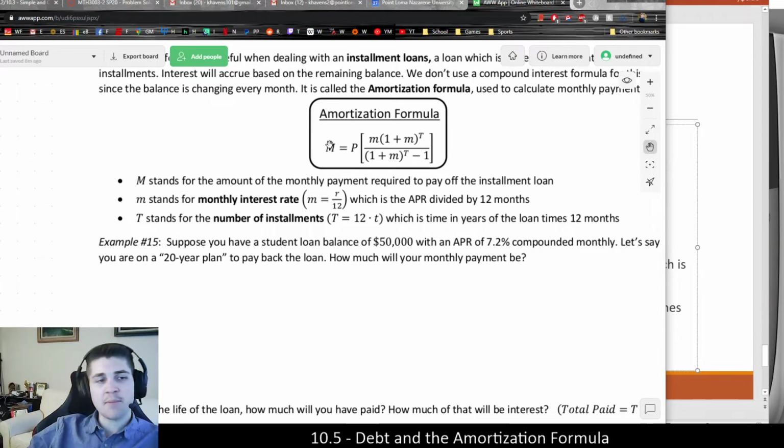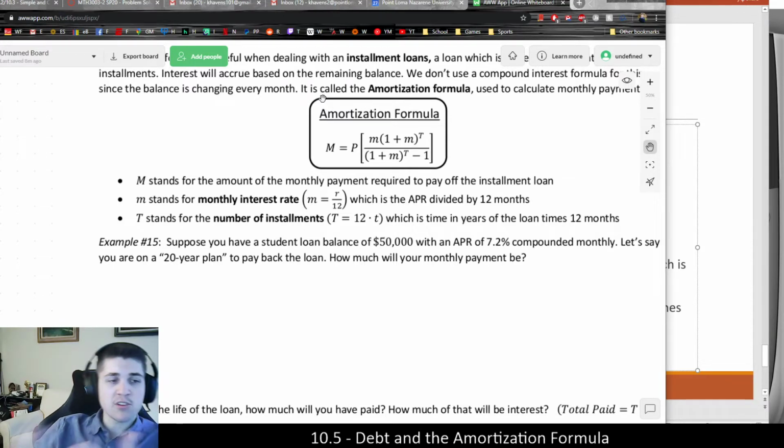In the amortization formula, M stands for the monthly payment that I will need to make to pay it off. P is still the principal as before. And notice that we also have a little m and a capital T as well, where little m stands for the monthly interest rate, which, by the way, I think I forgot to mention. This amortization formula only will work for a monthly loan, a loan that we're paying off monthly, which is pretty much how they all go.